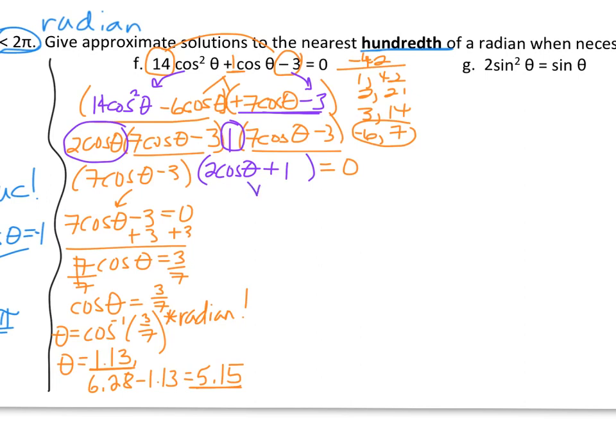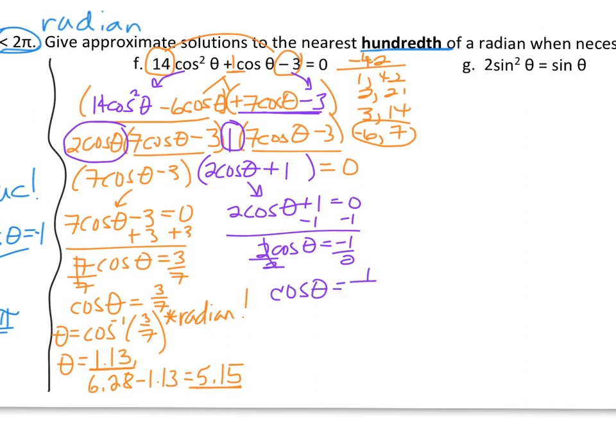If we have 2 cosine theta plus 1 equals 0, get cosine theta by itself. We'll divide by 2. And now I have cosine theta equals negative 1/2. Make sure that negative is clear right there. We just want to make sure there's no question. There we go. Now this is unit circle friendly. Negative 1/2 is one of our angle measures that is on the unit circle.